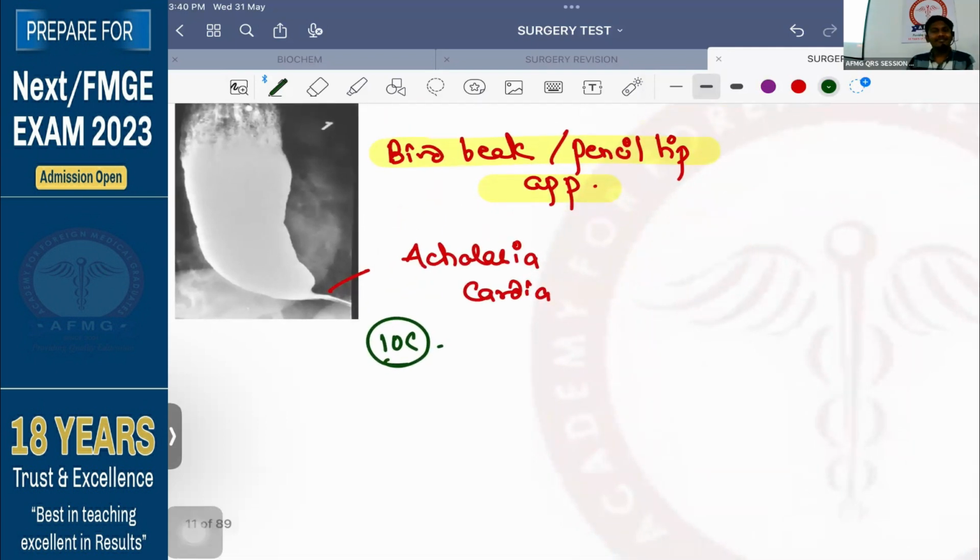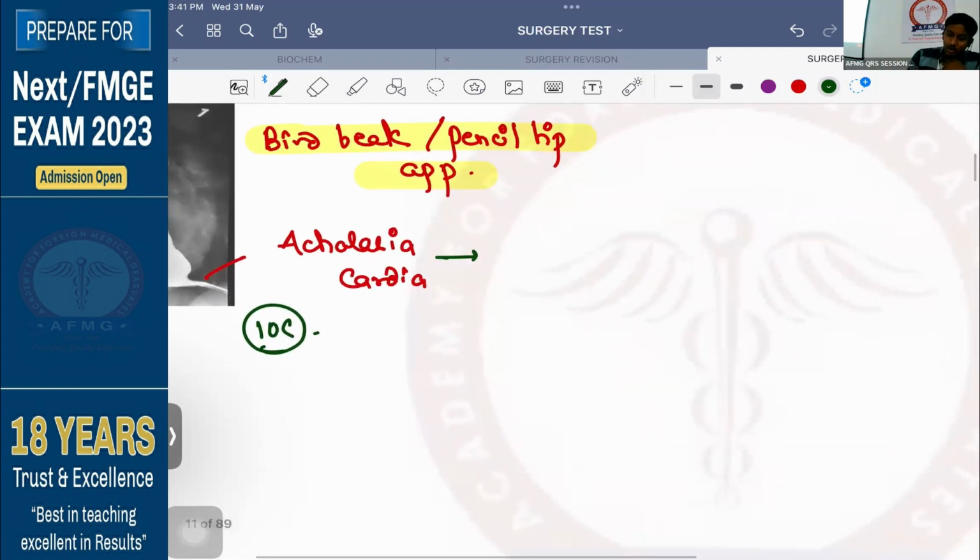अरे, सॉरी, ये बताओ मुझे अकेलेसिया कार्डिया में होता क्या है? सरकारी क्वेश्चन है तुम्हारे एग्जाम का. शाबाश शाबाश, वेरी गुड. हाँ, अब सुनो.